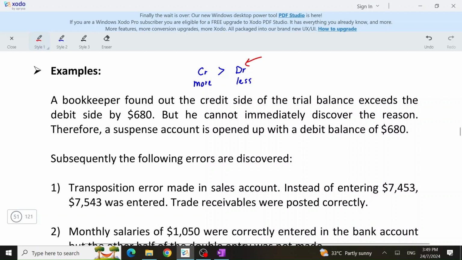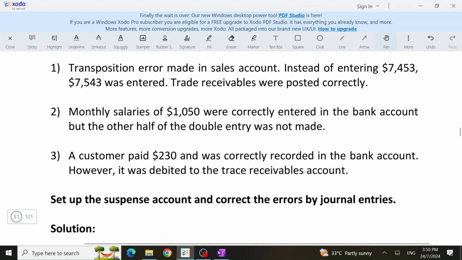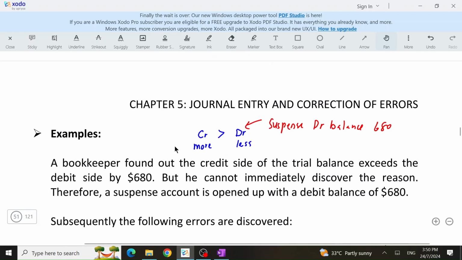Alright. So if debit is lesser, your suspense account will have a debit balance. How much is the debit balance? Yeah, 680. Right, 680. So if you scroll down, can you see the suspense account there? You're going to put debit here. Why debit? Because debit is lesser.